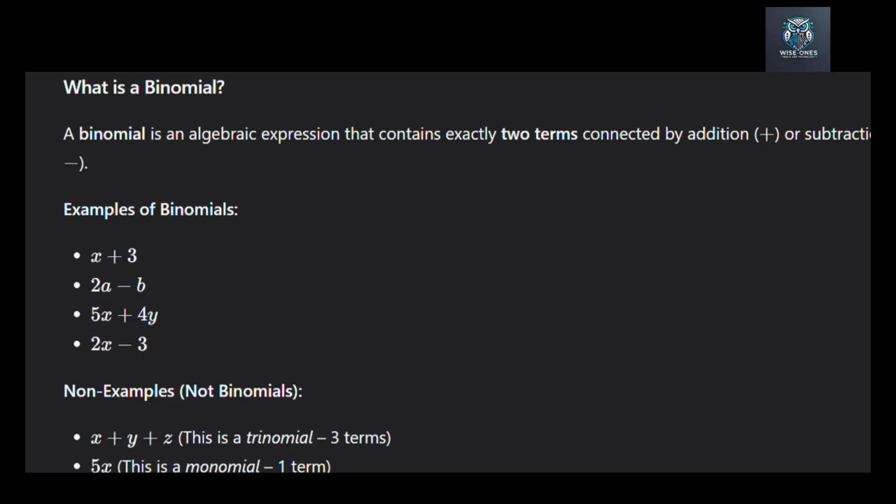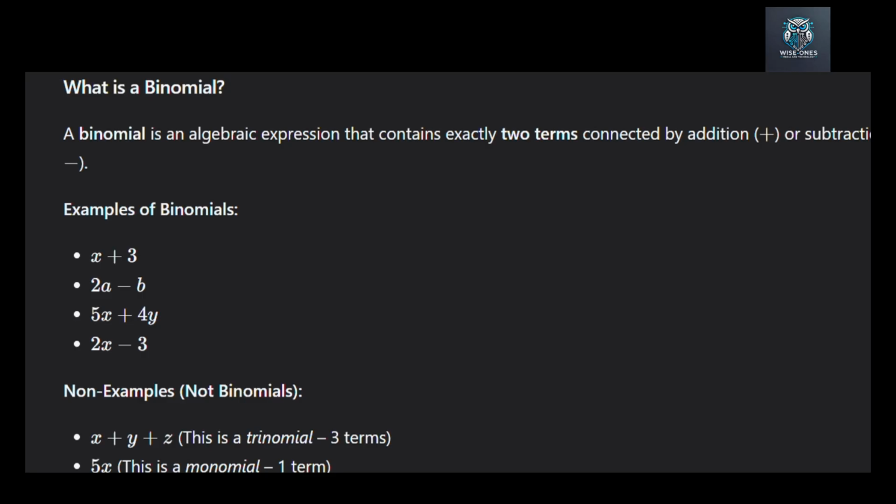If I write x plus 3, that is a binomial. Why? Because there are two parts. There is an x and there is a 3, and they are joined by a plus. Another example is 2a minus b. Again, two terms joined by a minus. Another one is 5x plus 4y. Two terms, plus sign. And one more, 2x minus 3. Two terms, minus sign. These are all binomials.